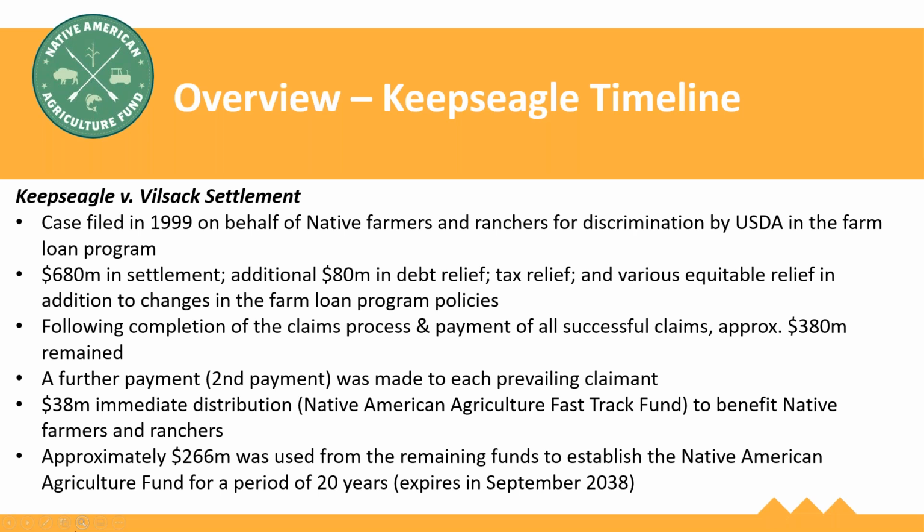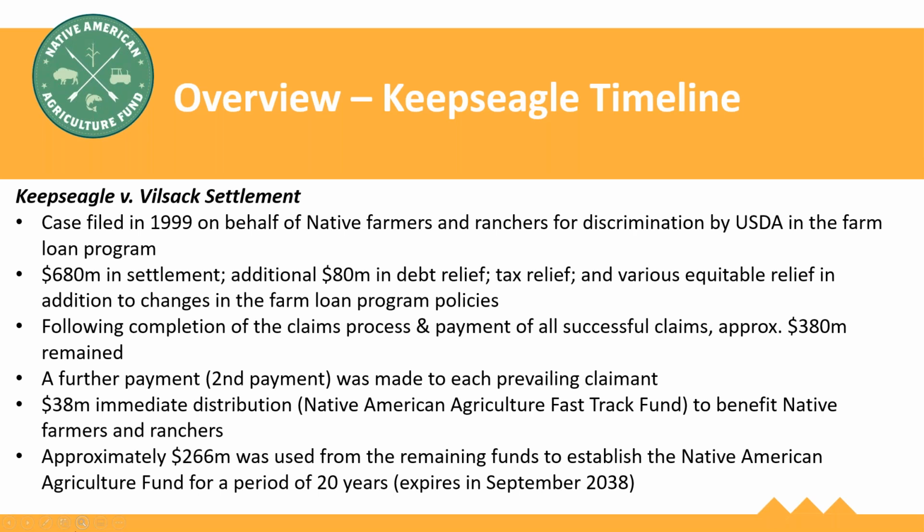So the class counsel shot for the stars, and they got a huge settlement on behalf of Native American farmers and ranchers, and that's why we had such a large remaining amount of funds. After the settlement, it turned into a second payment for individuals that were prevailing claimants. And $38 million was part of an immediate distribution. And some of you are familiar with that.